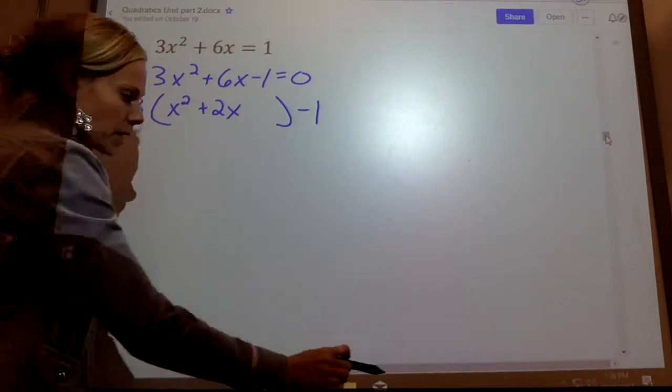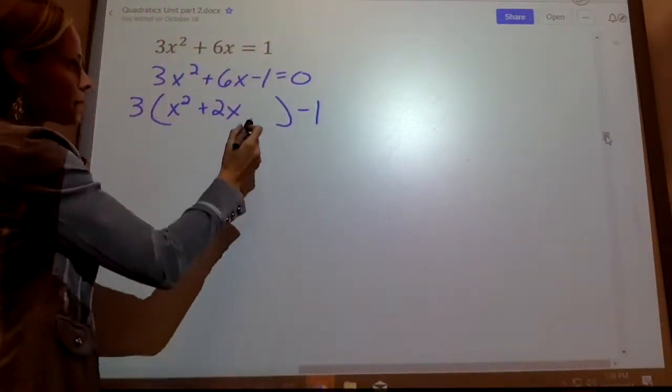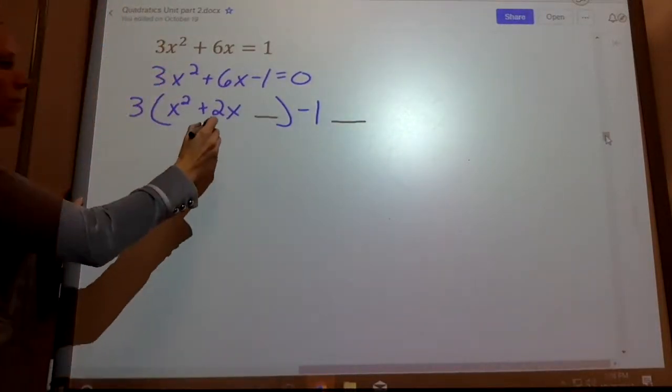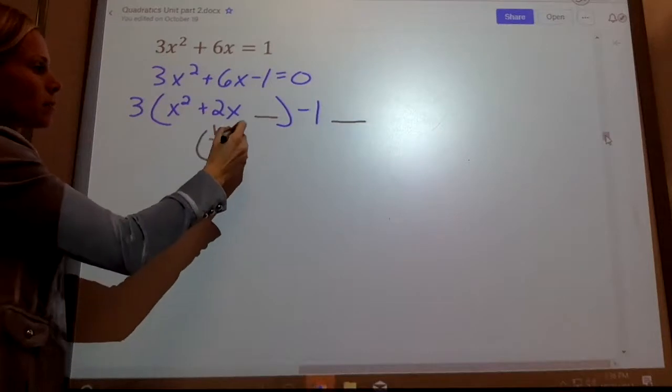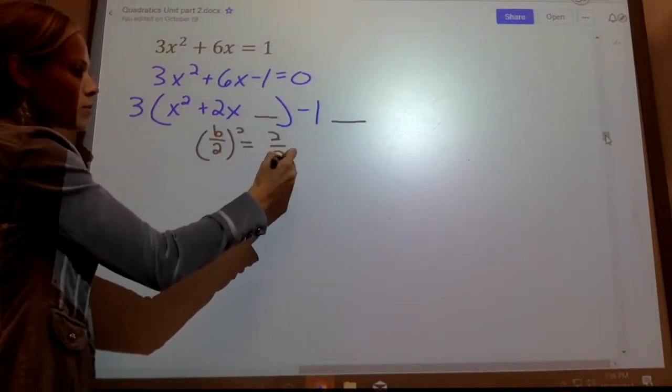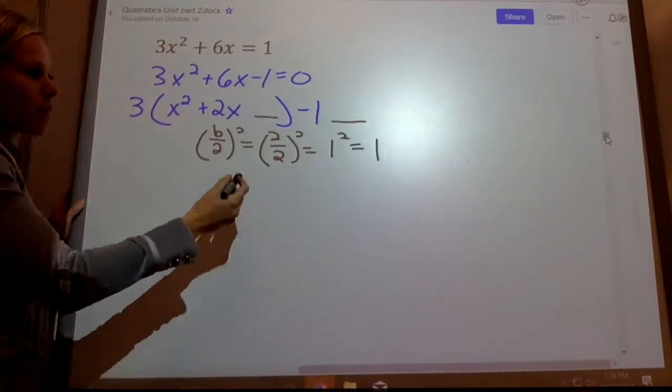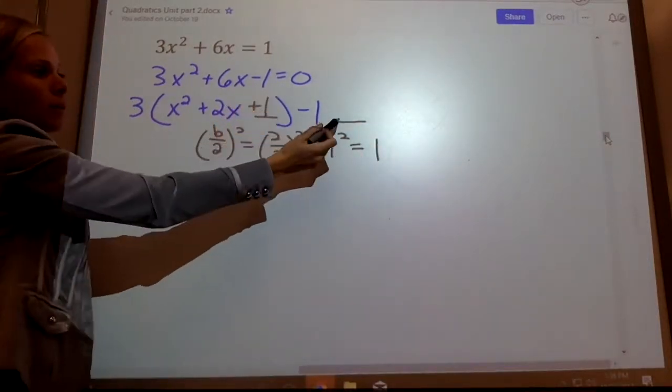Then I'm going to have some spaces. It stays the same. Space and space. B over 2 squared, which is going to be 2 divided by 2 squared, which is 1 squared, which is 1. So I add a 1 here, but what am I going to do out here?